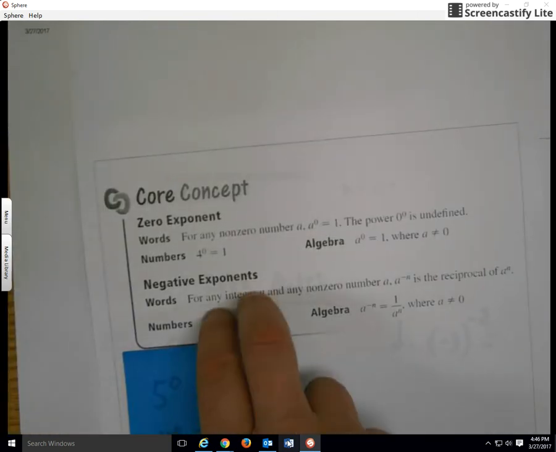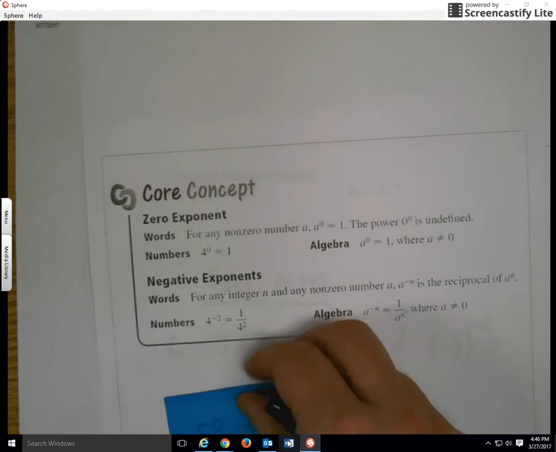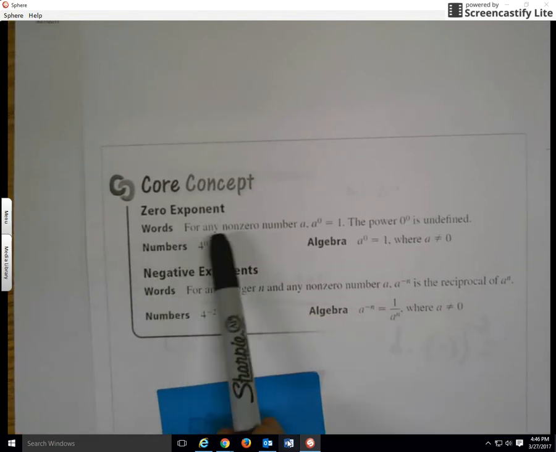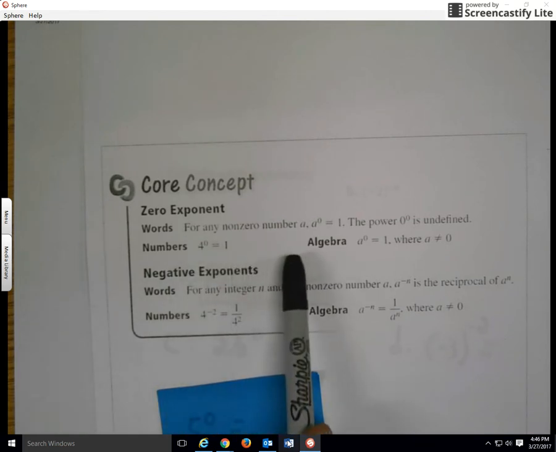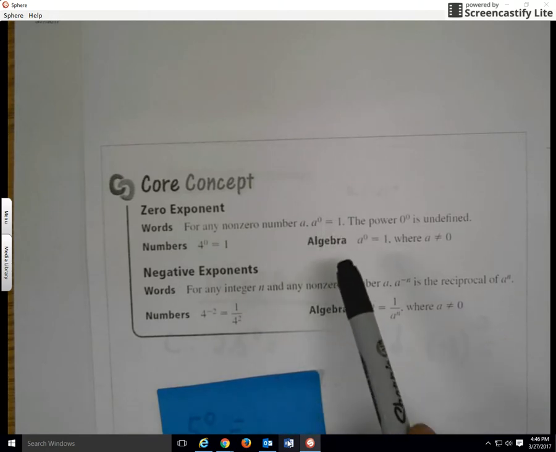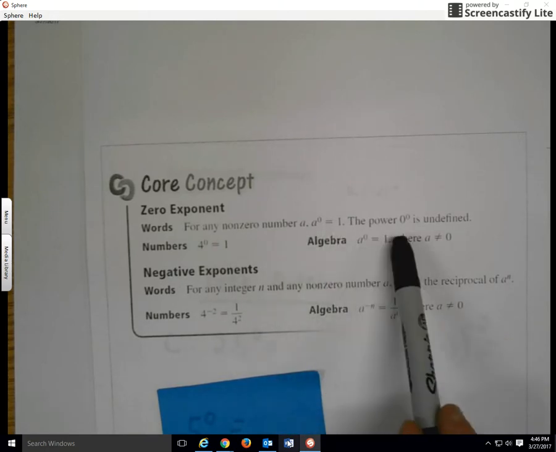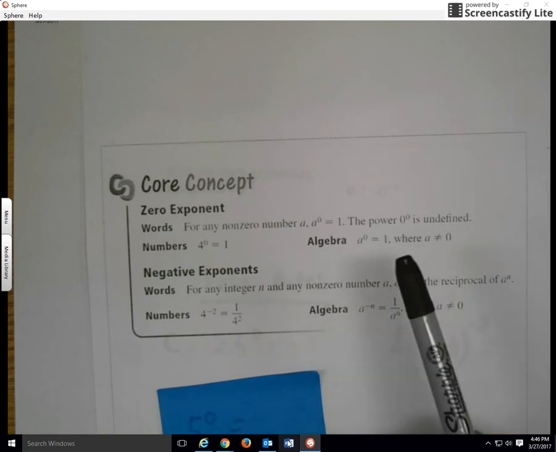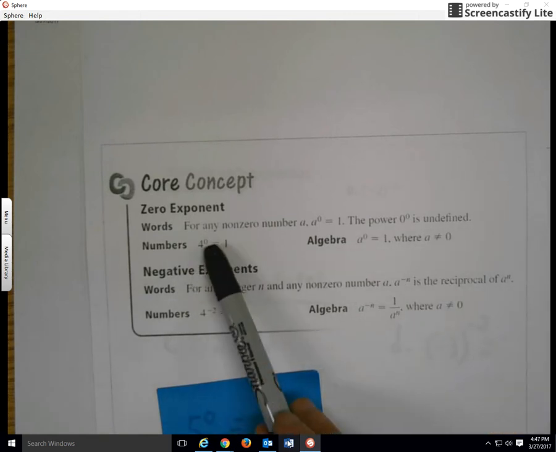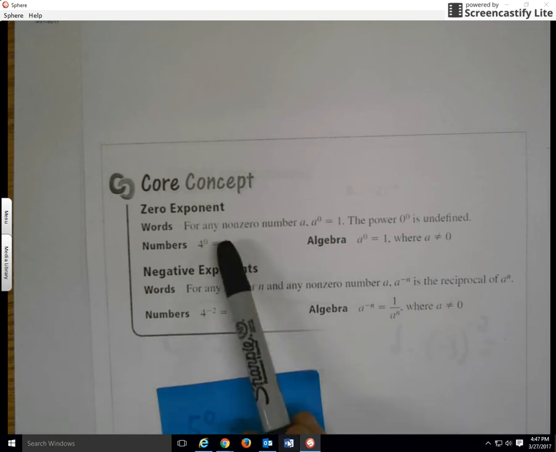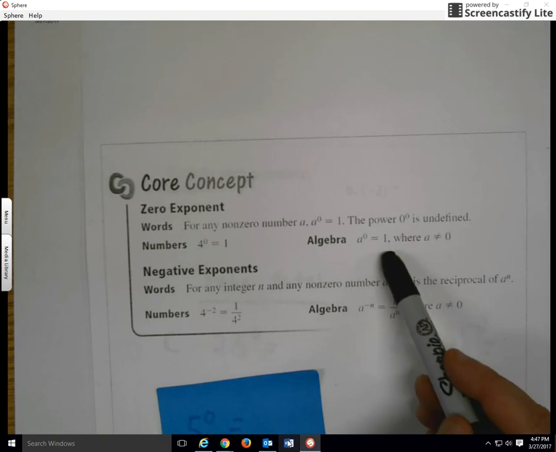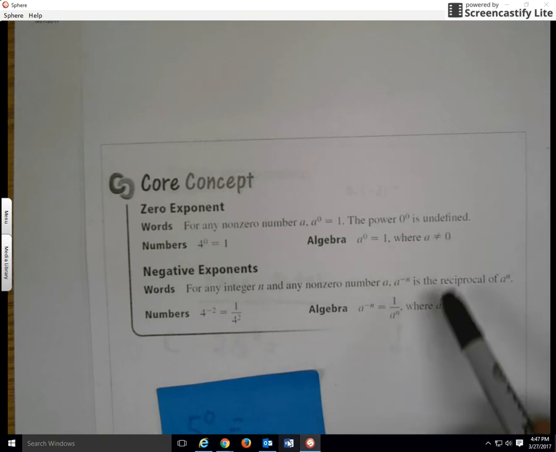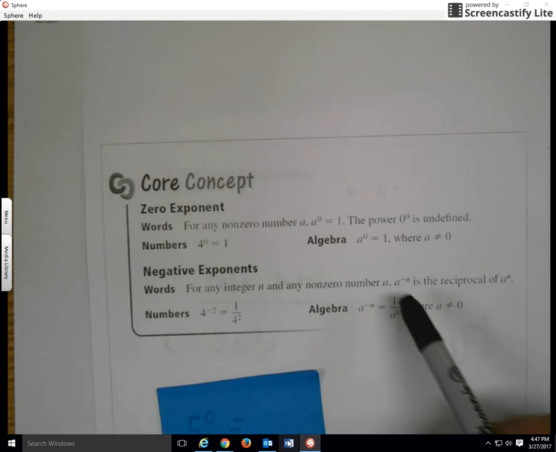Let's build on this idea and talk about the zero exponent. What is that? For any non-zero number a, a to the 0 power equals 1. The power 0 to the 0 power is undefined. So 4 to the 0 power equals 1, because 4 is a non-zero number. If you have a to the 0 power, it equals 1 as long as a doesn't equal 0.